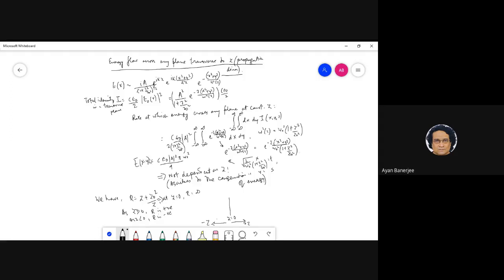Energy, obviously, right? This is the expression for energy we calculated. This is the energy flowing per unit time, which is not dependent on z. This is certainly not I. This is E. Intensity is, of course, this expression. This is energy. Maybe I should write E, or power, or something. Power per unit area, correct.